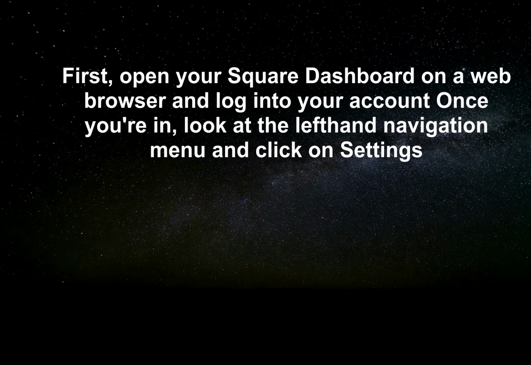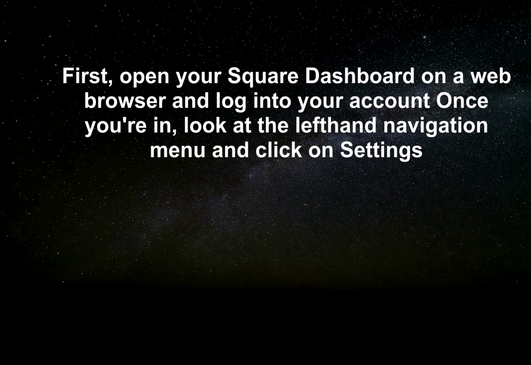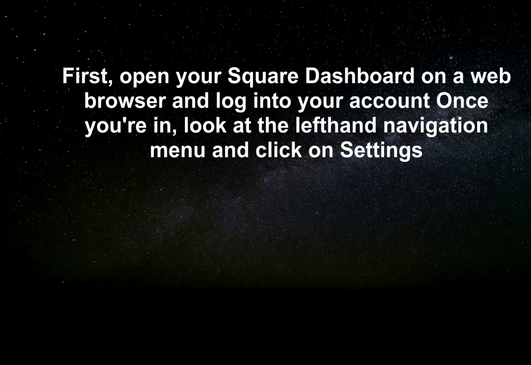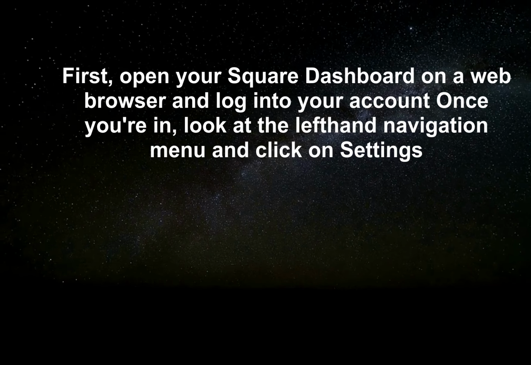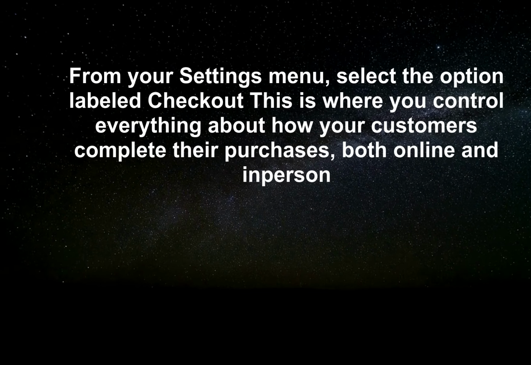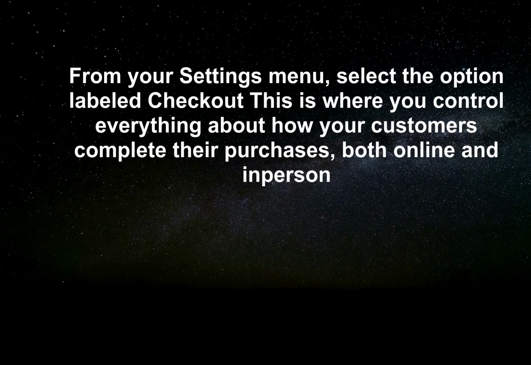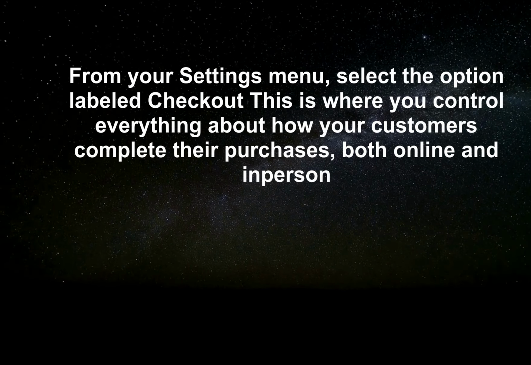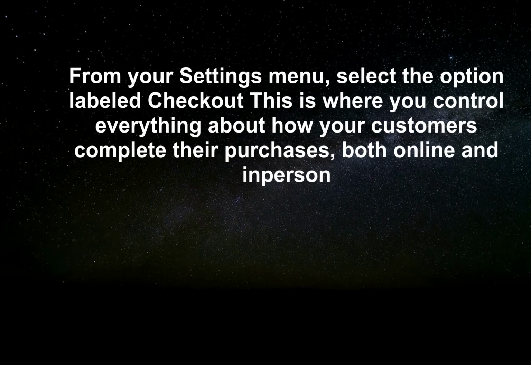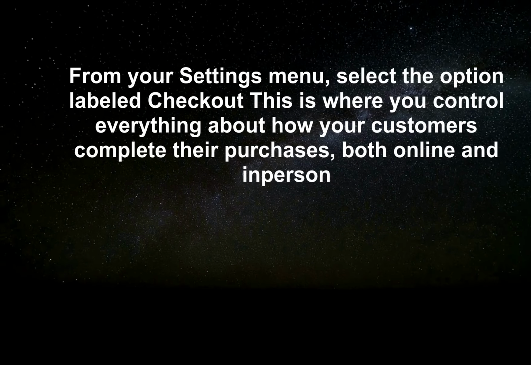First, open your Square dashboard on a web browser and log into your account. Once you're in, look at the left-hand navigation menu and click on Settings. From your Settings menu, select the option labeled Checkout. This is where you control everything about how your customers complete their purchases, both online and in person.